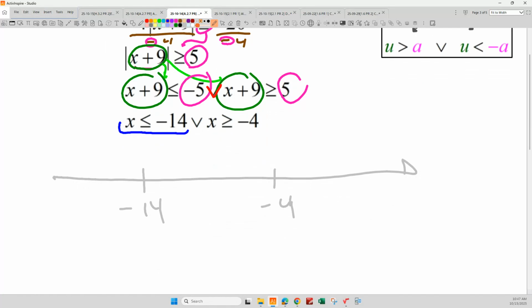x is less than or equal to negative 14. Wouldn't that just look like a closed endpoint at negative 14, graphing left? x is greater than or equal to negative 4 would be a closed endpoint at negative 4, graphing right. Oars on a boat. What do you know? Okay. Thank you. Outstanding.